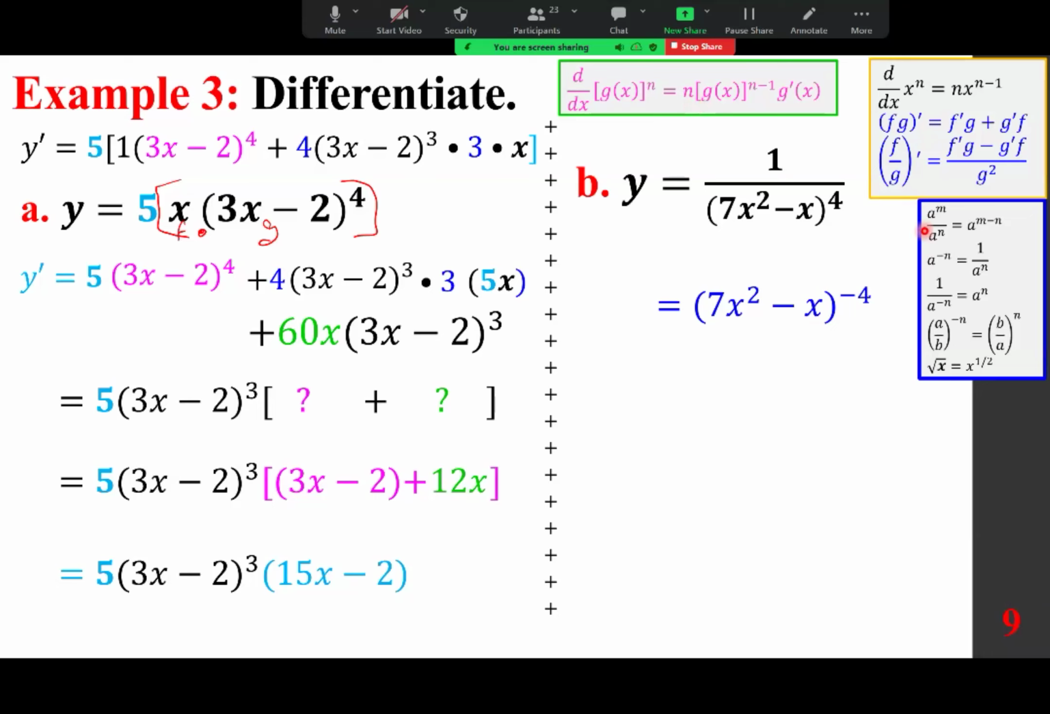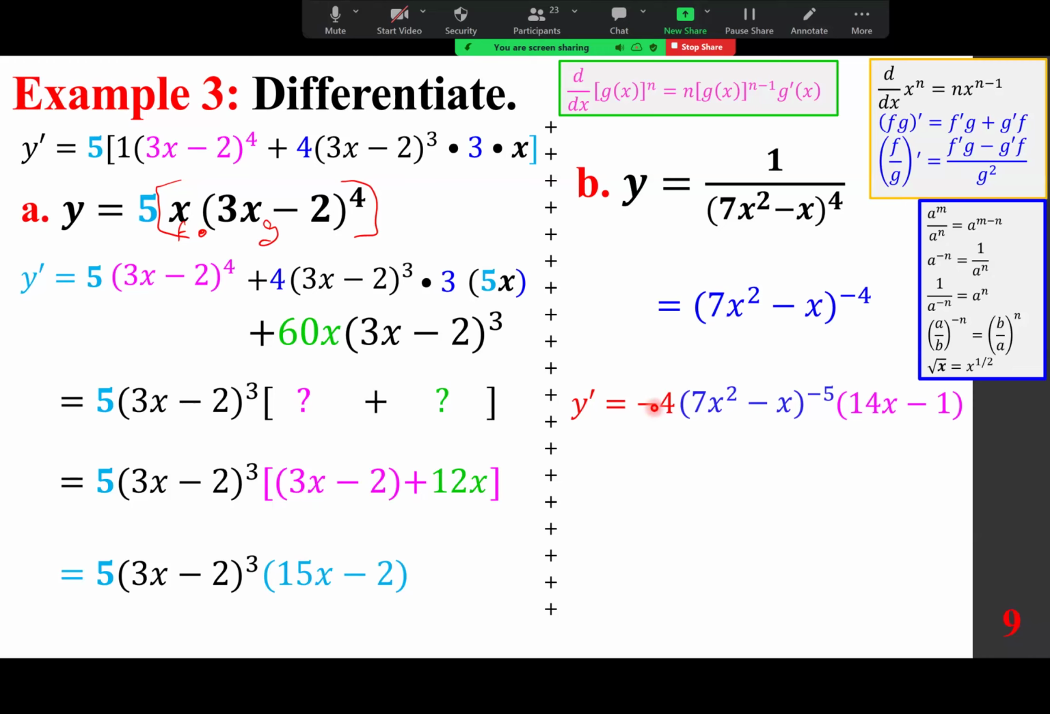You bring it up so that you can use the extended power rule. And how do you bring it up? You remember the negative exponent rules. A to the power minus n is 1 over a to the power of n, or vice versa. 1 over a to the power minus n is a to the power of n. You move the exponent and you change the sign. So with that being the case, I'm going to go with the extended power rule. Y prime is n, which is negative 4, times the same thing to the power of, subtract 1, you get minus 5. This is minus 4 minus 1. And finally, g prime, the derivative of the inside, is 14x minus 1.